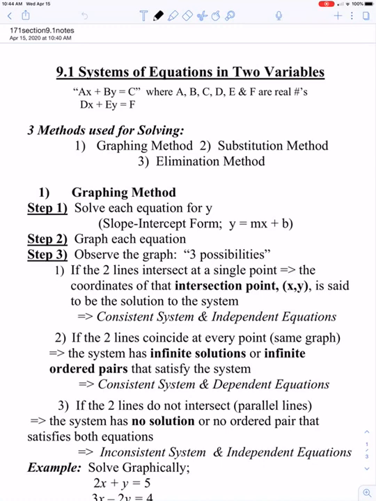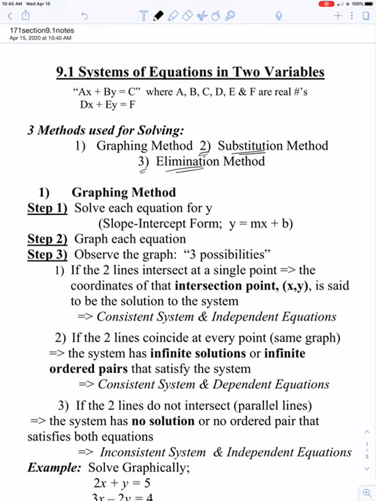Now, three methods. We'll look at it graphically, and then we'll go over a couple of algebraic methods: the substitution method and the elimination method. You can pick any method you like as far as solving it algebraically. You have two choices, substitution or elimination, and then a good check step would be graphically. Now let's start off with graphing.